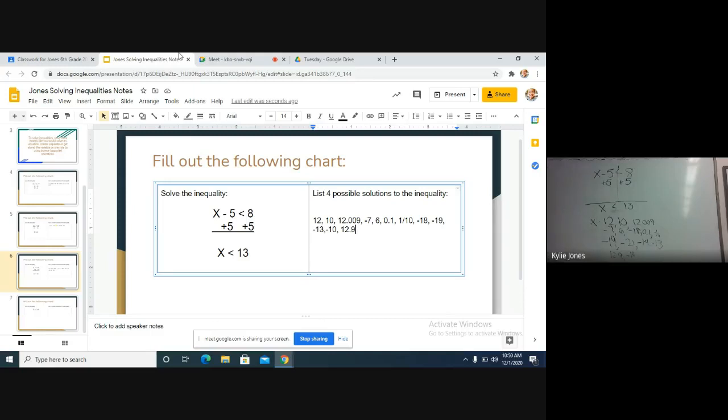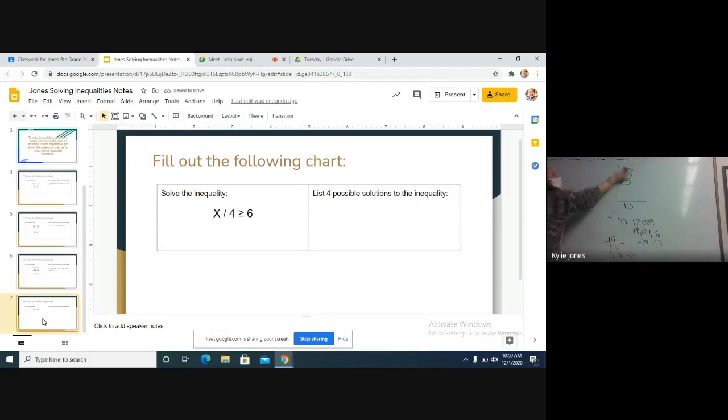Whoa. Good. Yeah. Ready for our last one? We'll do one more and then we'll finish up here. We'll do a lot of practice tomorrow. So we'll do one more to finish up our notes.